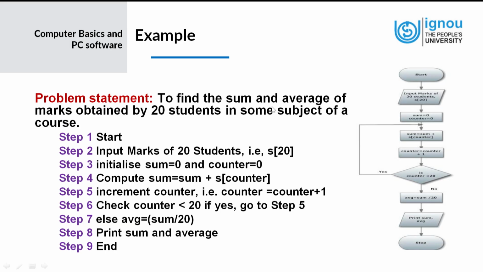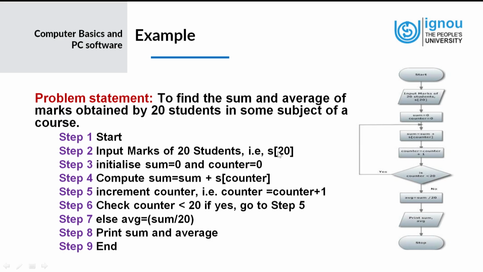Okay, and counter equals 0. So this is what you have stated over there. And then this is a very important statement. So we have used a variable counter and we have initialized it to 0. What we have stated is sum equals sum plus S, which consists of 20 values starting from 0 till 19. So S0 will be added first.